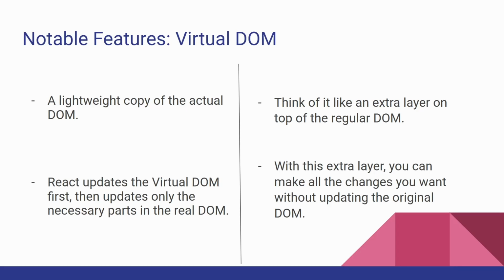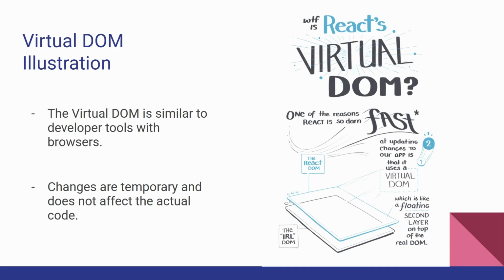Once the virtual DOM has been updated, React compares it with the previous version of their virtual DOM using an algorithm called diffing. This algorithm identifies which parts of the virtual DOM have changed. Only the necessary changes are then pushed to the real DOM, which helps React optimize performance by avoiding unnecessary re-renders. Here's an illustration displaying how the virtual DOM interacts with the actual DOM itself. Changes are temporary and do not affect the actual code.